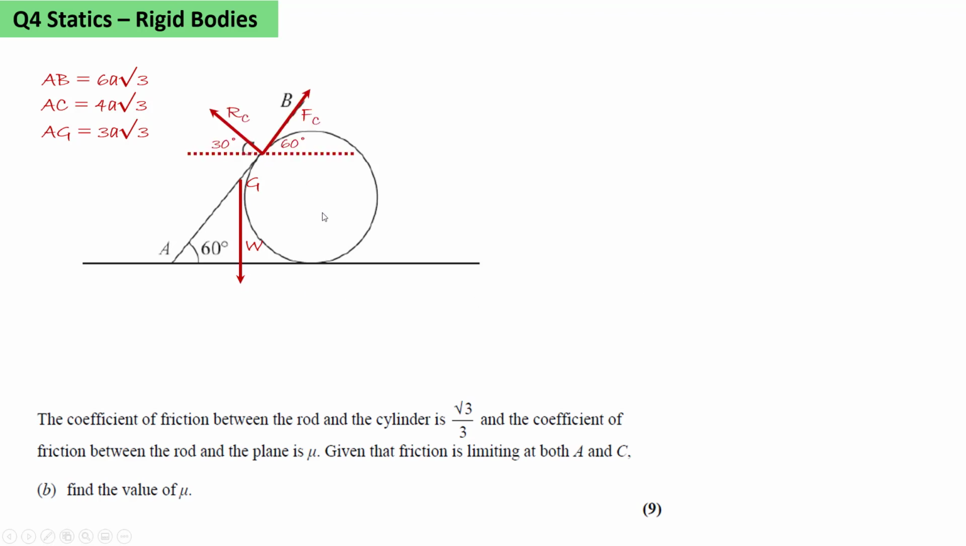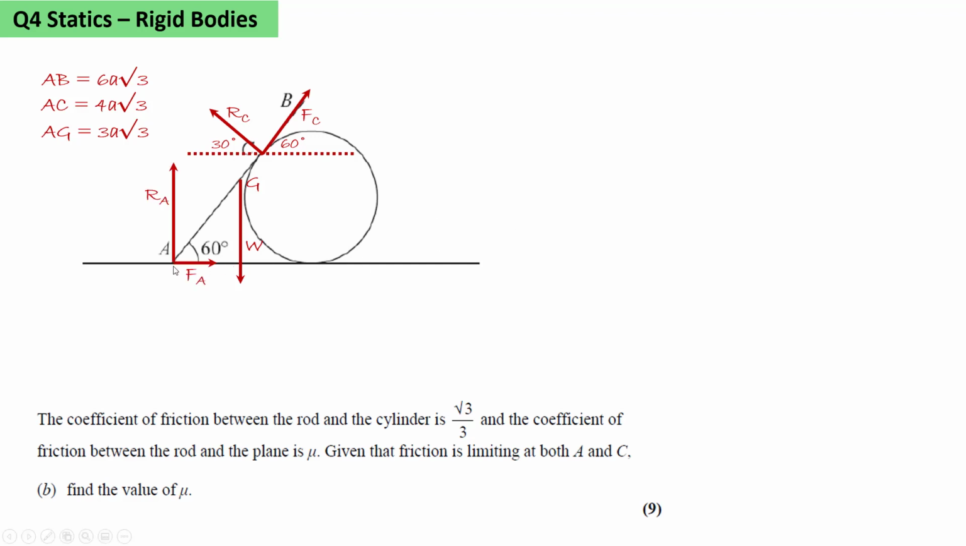At C, there's a normal reaction between the rod and the cylinder. This acts at 90 degrees to the tangent AB. So RC acts at right angles. The friction, FC, will be along the tangent in the direction CB. We draw a horizontal dotted line, and we can mark the angles. This will be 60 degrees, that's 90, and so this angle is 30. That will help us when we resolve our forces vertically and horizontally.